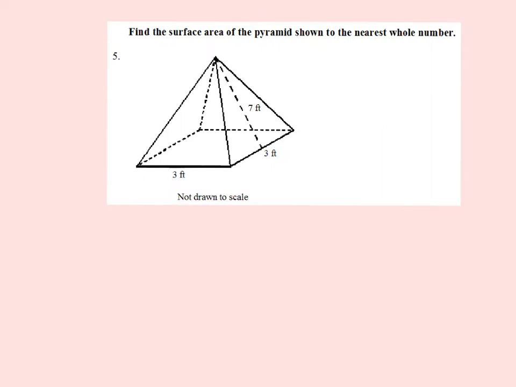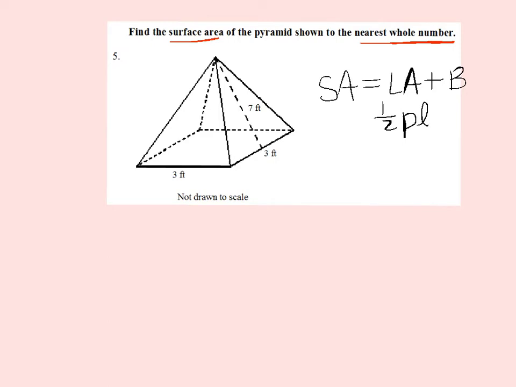Alright, number 5 says find the surface area of the pyramid shown to the nearest whole number. So we want surface area and we want to the nearest whole number. Alright, so first, formula for a pyramid for surface area. Surface area is equal to the lateral area plus the area of the base. Notice there's only one B and not 2B because we only have one base. Lateral area for a pyramid, as well as a cone, is found by 1/2 perimeter times slant height, and then plus area of our base.